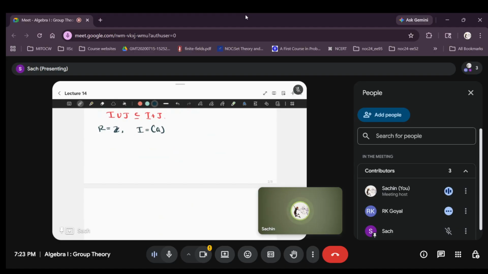Yeah, no, this is different. We defined it in the last class, or the one before that, I don't remember. We defined the ideal generated by an element. If A is an element of R, then the ideal generated by A is the set of all RA such that R is a ring element.